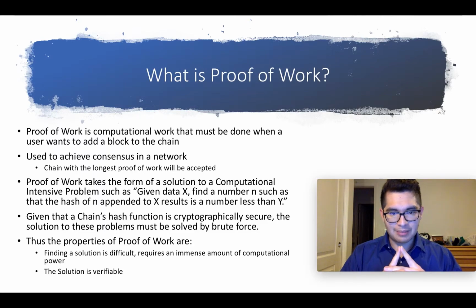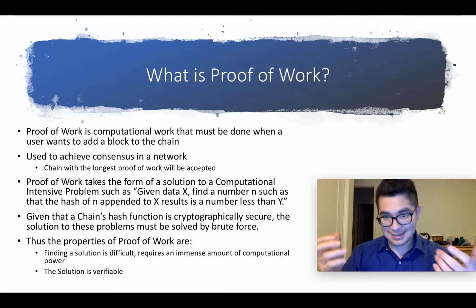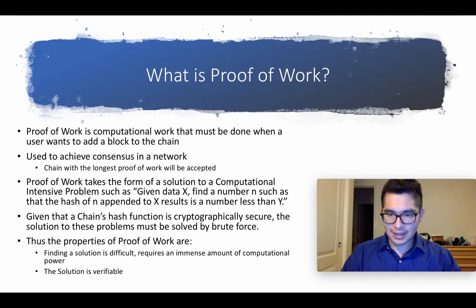An example of a problem is something like, given data x, find a number n, such that the hash of n appended to x results in a number less than y. Simple problem, easily verifiable, just make sure that the value is less than y, and it has to be valid. So these usually require brute force solutions, so you could imagine it would be difficult to hack this for every single node in a blockchain.